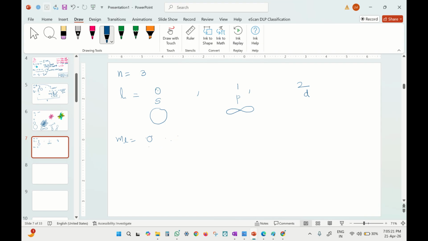So in the third shell, there is an S subshell, there is a P subshell, and there is a D subshell. Progressively, it is increasing, na? In the first shell, only S was there. In the second shell, S and P. In the third shell, SPD. Clear?